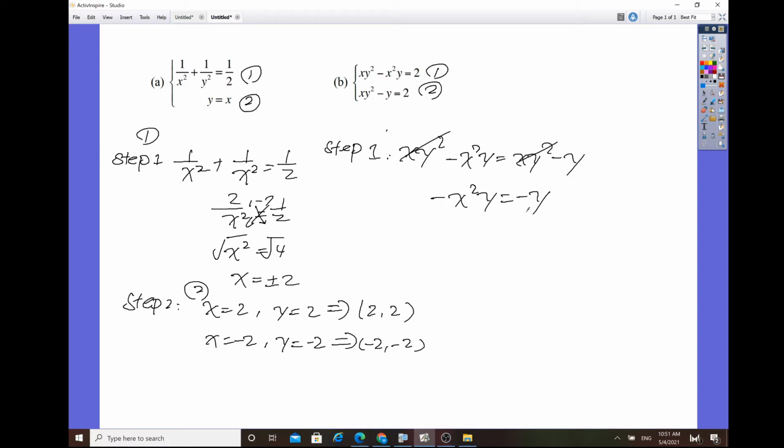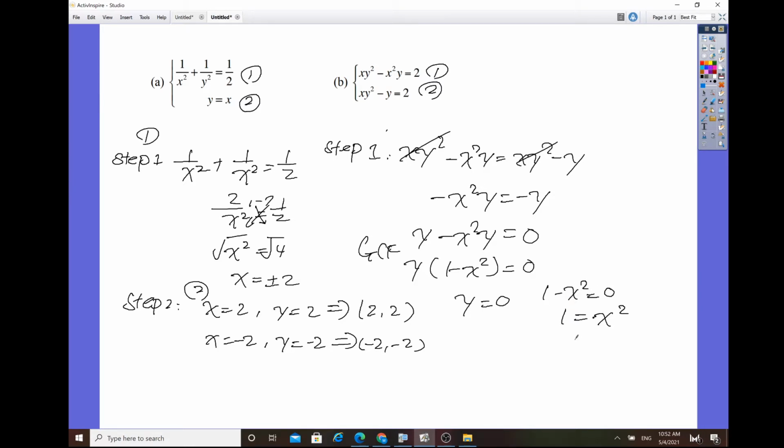So what we want to do is bring everything together. So it's y minus x squared y equals 0. Then factor, taking out the greatest common factor, y. So we get y times (1 minus x squared). That means y equals 0, and then 1 minus x squared equals 0. So solve for x: 1 equals x squared, so x could be plus or minus 1. Once we solve for all the possible independent solutions, again, the ones that we found here are just considered independent solutions. They're not the final solutions yet. So what we need to do is verify them.